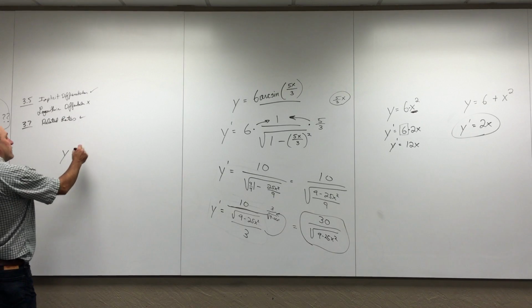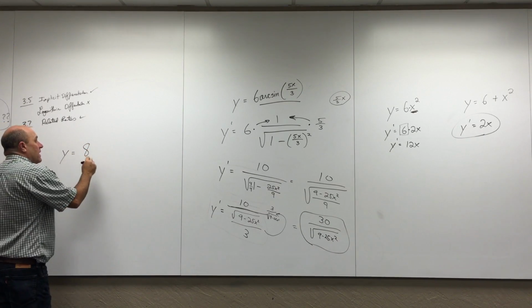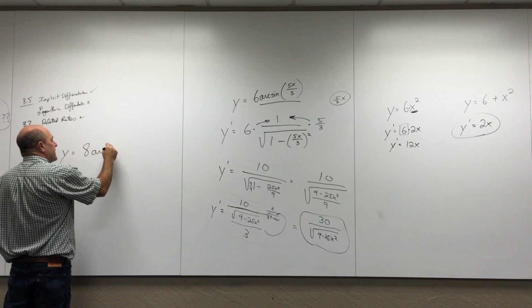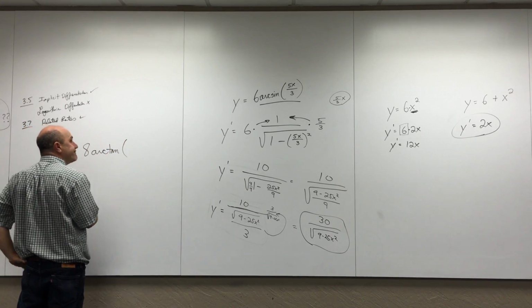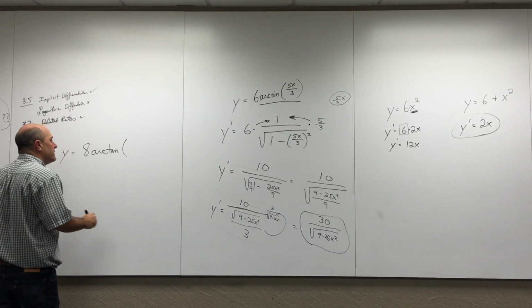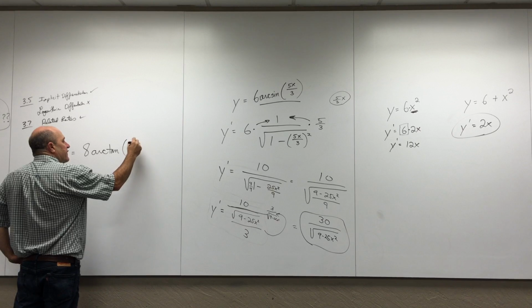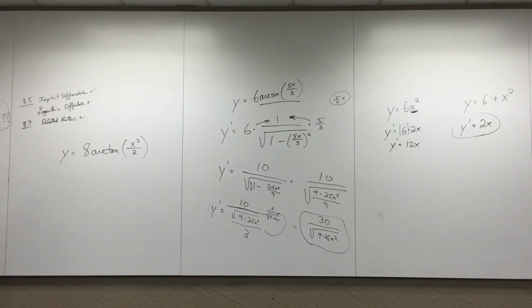Here, you can try one. Try this one. 8 arctangent of x squared over 2. Yeah, try that one, and I'll be right back.